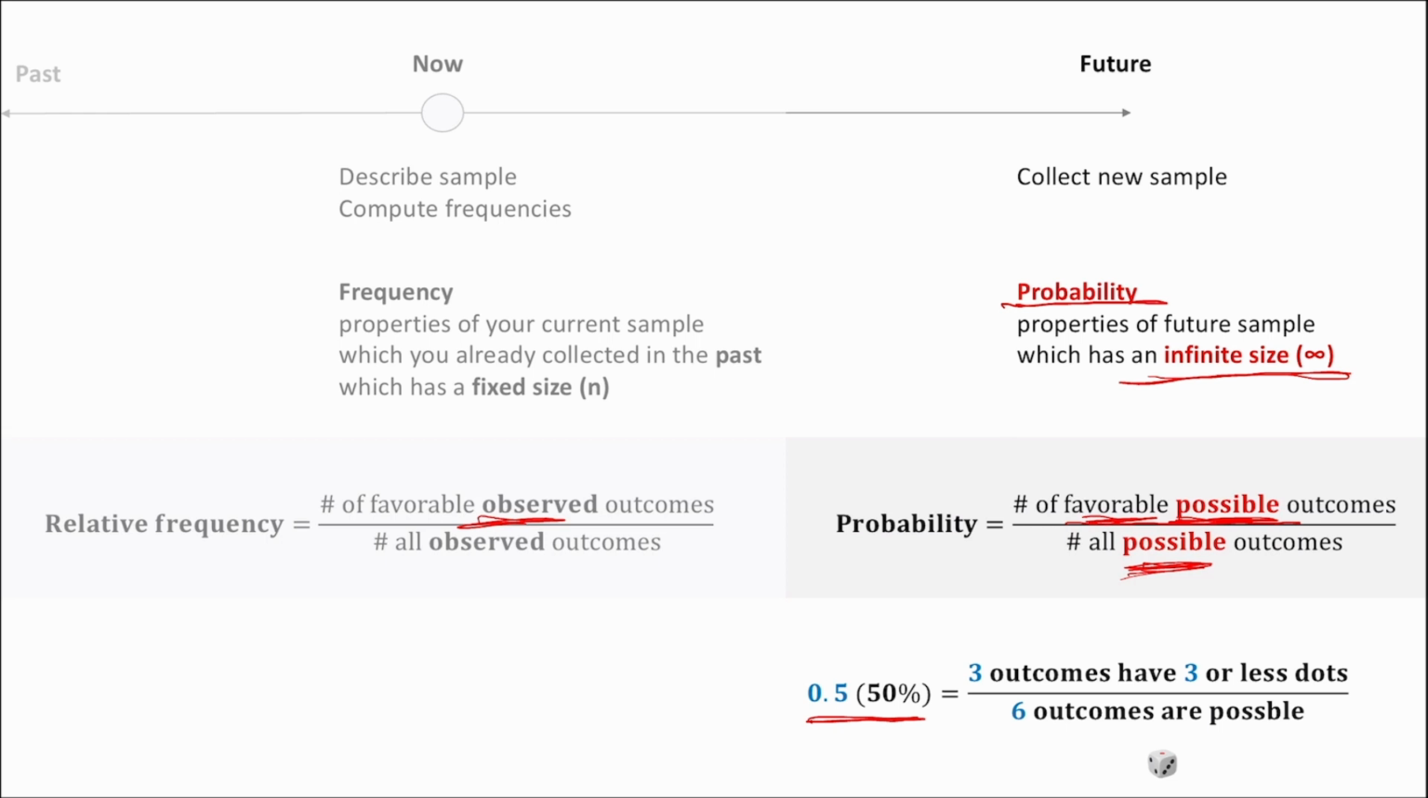So that's what probability is. That's the main difference between probability and frequency. Frequency is what we observe. Probability is what we expect in theory in future if we repeat this experiment infinite amount of times. Okay.